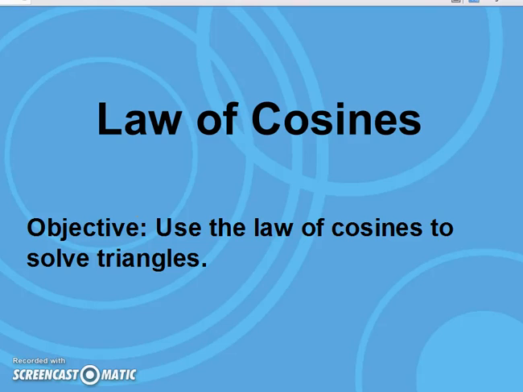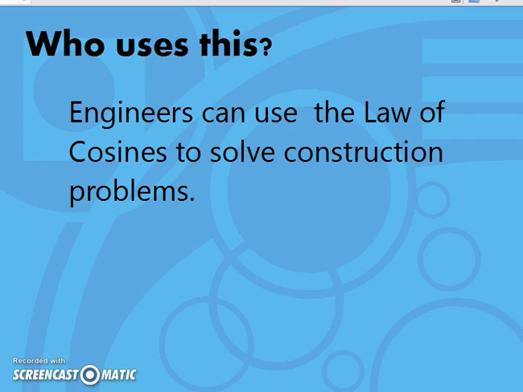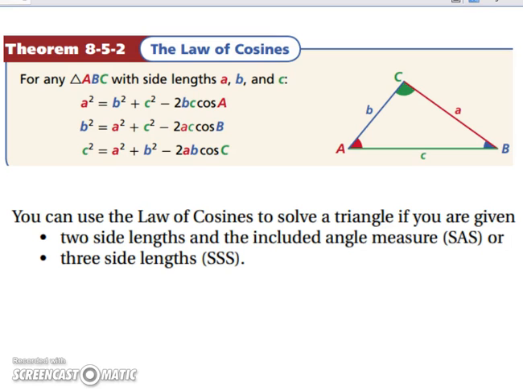Law of cosines. The objective is to use the law of cosines to solve triangles. Who uses this? Well, engineers can use the law of cosines to solve construction problems. Well, what exactly is the law of cosines? It's a series of 3 different formulas here that coincide with the triangle you can see on the right-hand side.